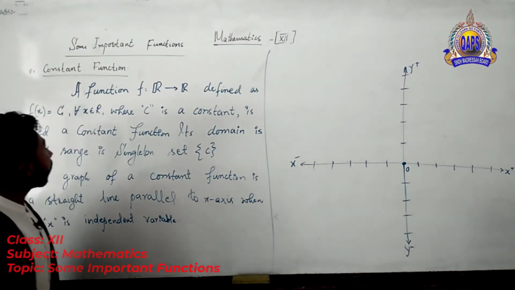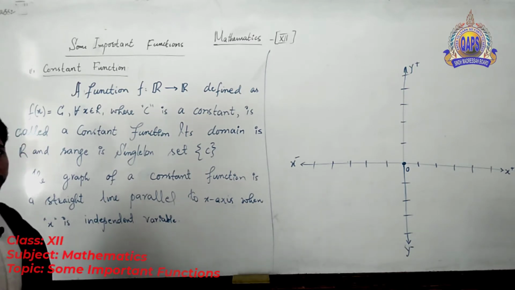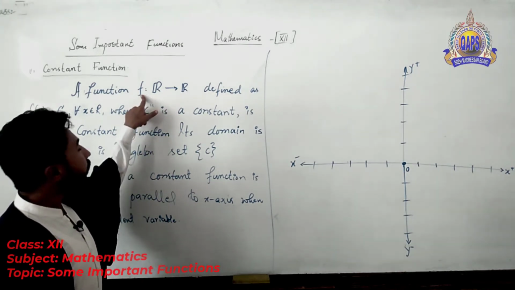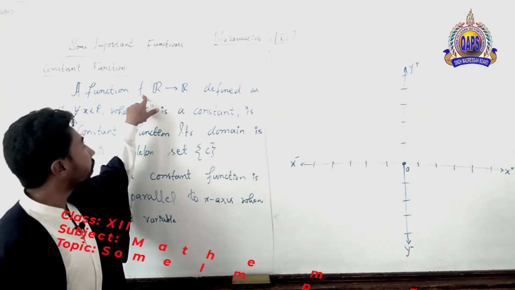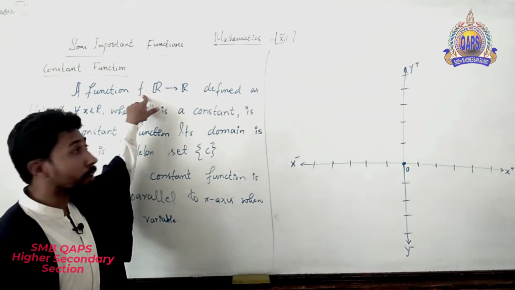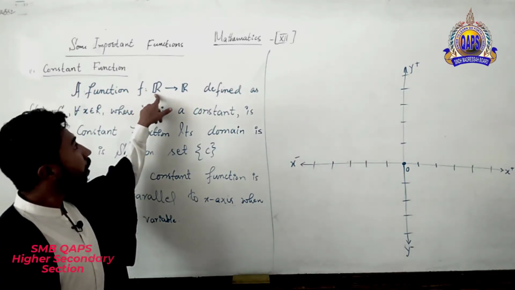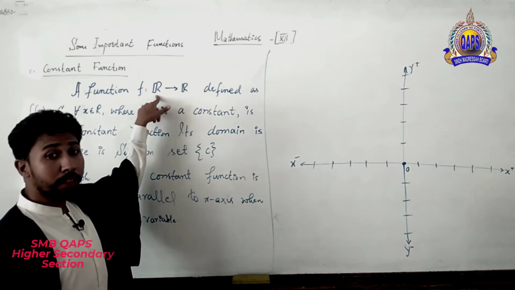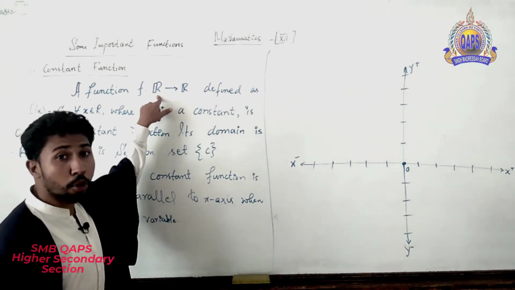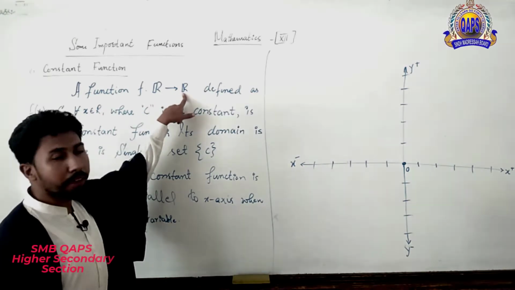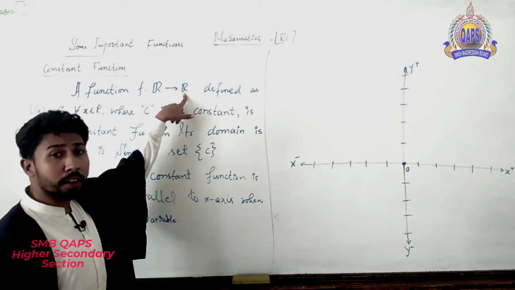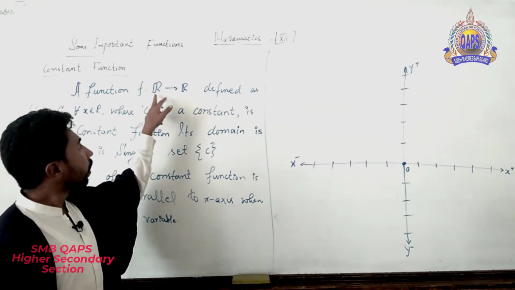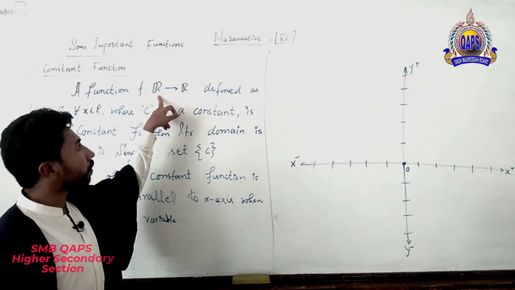The definition of a constant function is that a function f is a mapping, a relation from real to real. The first R represents the domain of the function, and the second R represents the codomain, or you can say the range of the function. I have already discussed this in previous lectures. So, the first R or X represents the first set of elements.